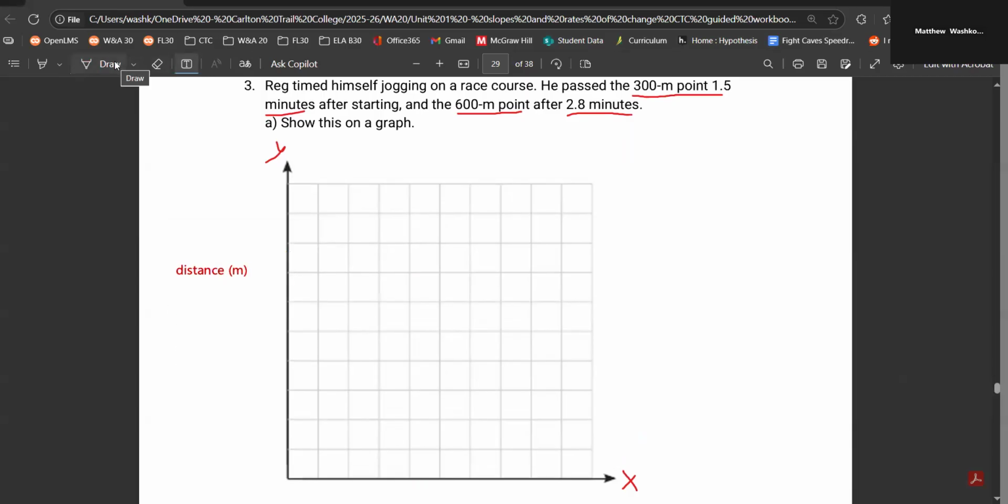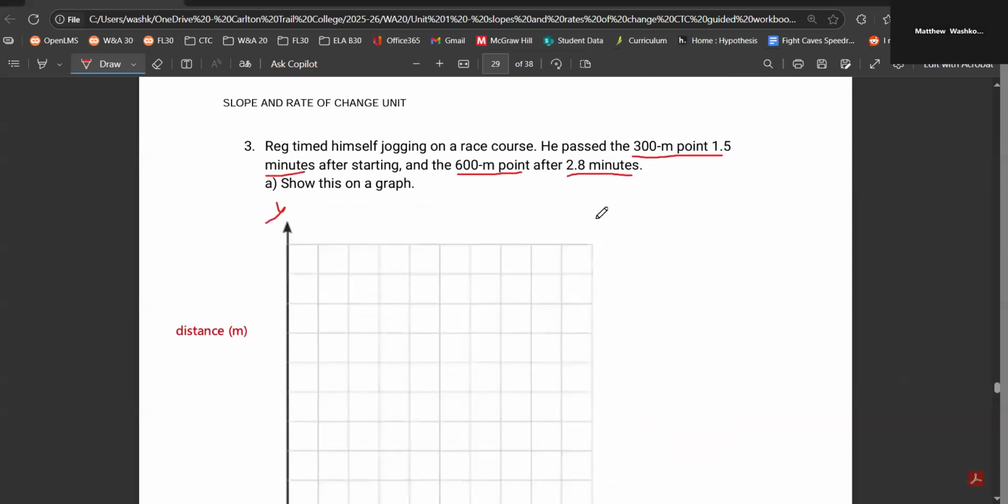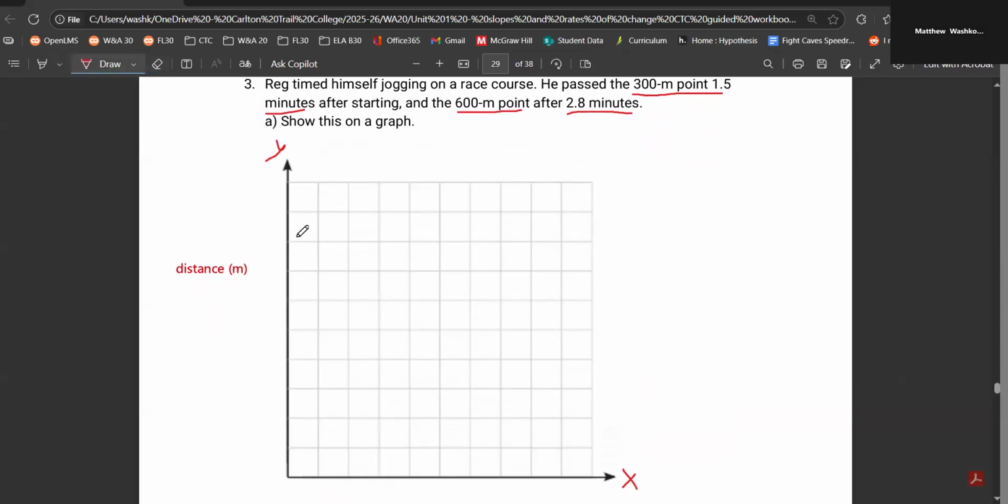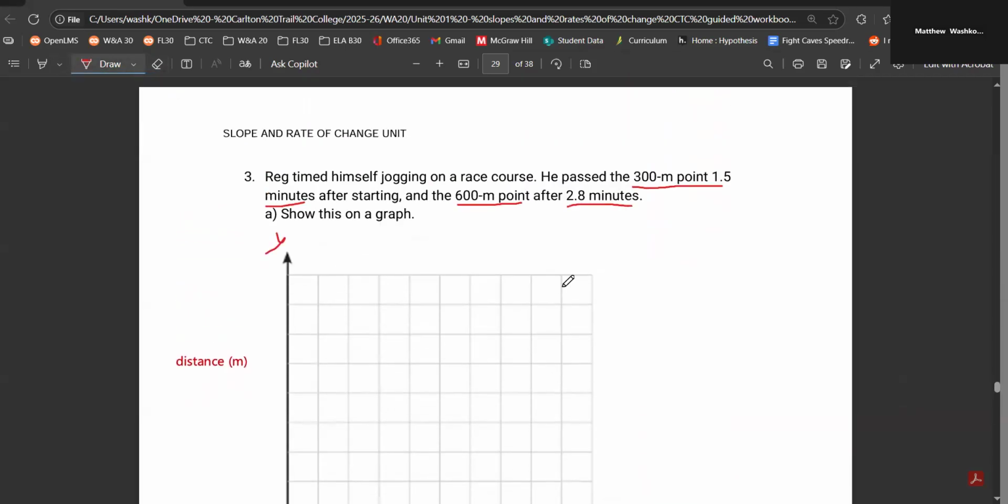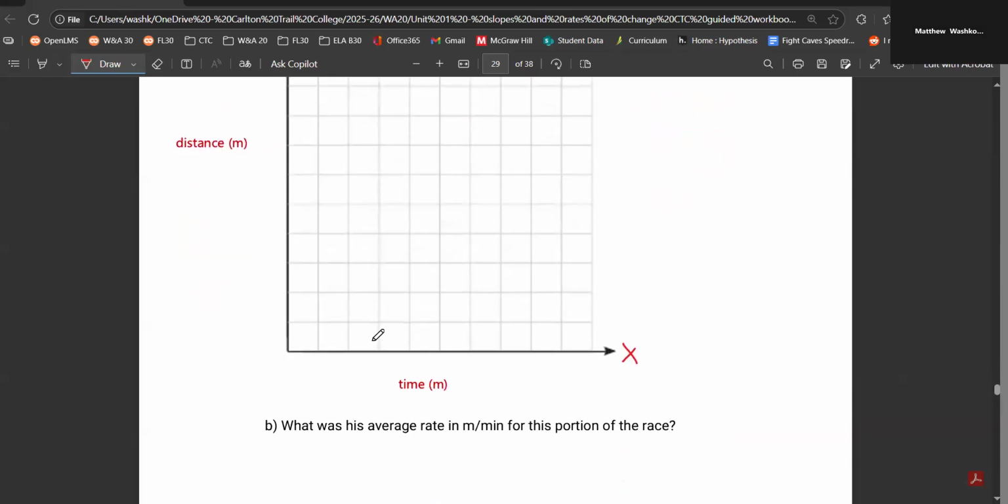Now I got to figure out the scaling. I could just do 1 minute, 2 minutes, 3 minutes. Oh, well, then the graph's going to end right here. I'm not using up all this space. So I'm going to space that out a little bit here. I know I need to go up to at least like 3 minutes, right? Pick an easy number. I'm going to go up by threes this time. One, two, this is one. One, two, three, this is two. One, two, three, this is three.